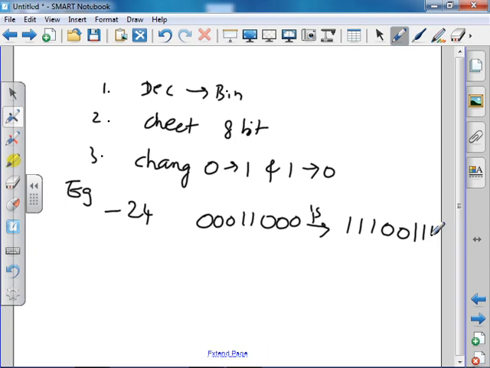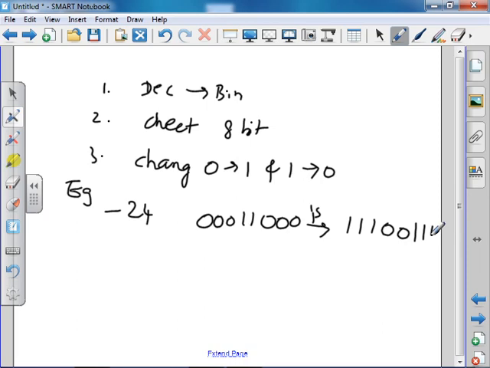What's the third step? You convert all zeros into ones and ones into zeros. The 0 0 0 will become 1 1 1, then 1 1 becomes 0 0, then 000 becomes 111. So this is the answer.